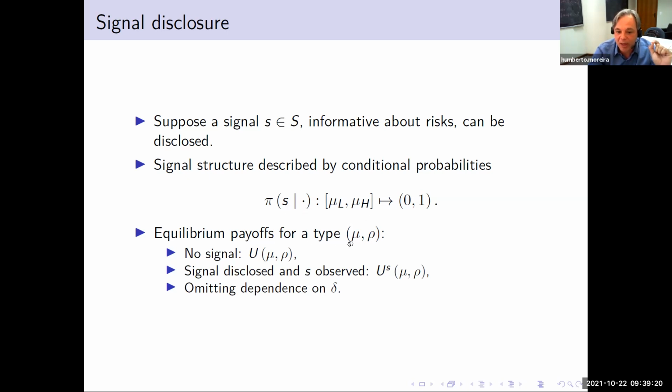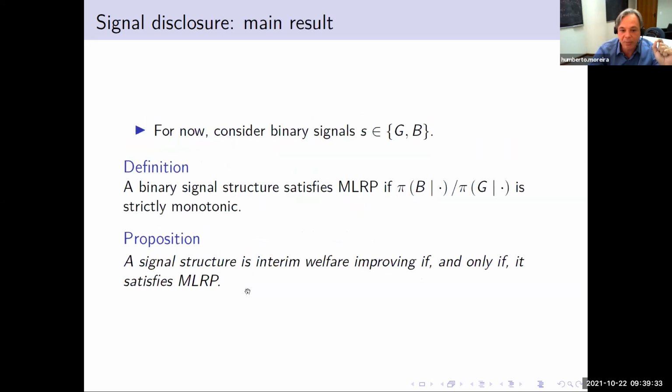So equilibrium payoffs are going to be a function of the type mu and rho. Signal disclosure, as observed, is given by this. I'm going to omit the dependence on delta. So for the binary case, suppose that we have just two signals, good and bad, right? A binary signal structure satisfies the MLRP if this ratio is going to be increased in terms of risk.